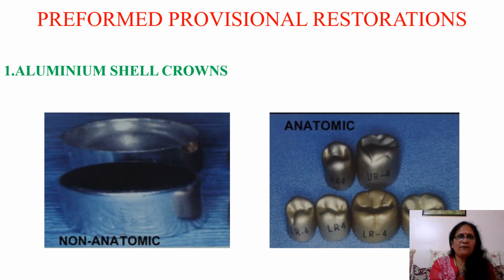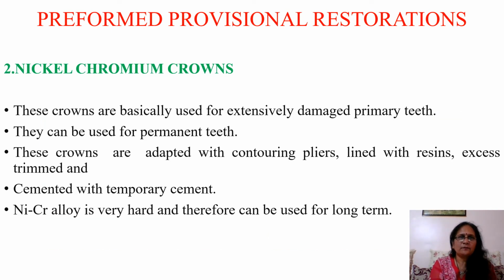Aluminium shell crowns are available in anatomic and non-anatomic forms. Nickel chromium crowns are basically used for extensively damaged primary teeth. They can be used for permanent teeth, but not so frequently.